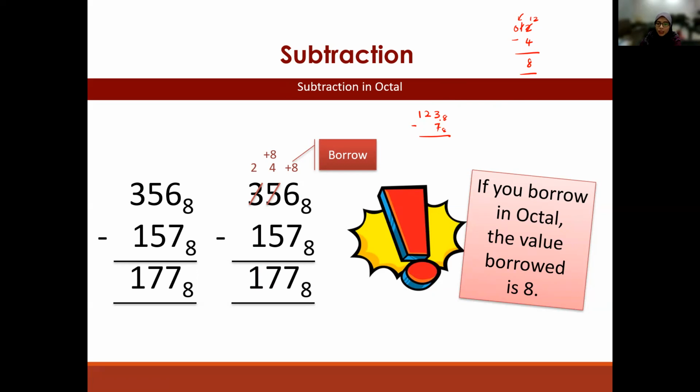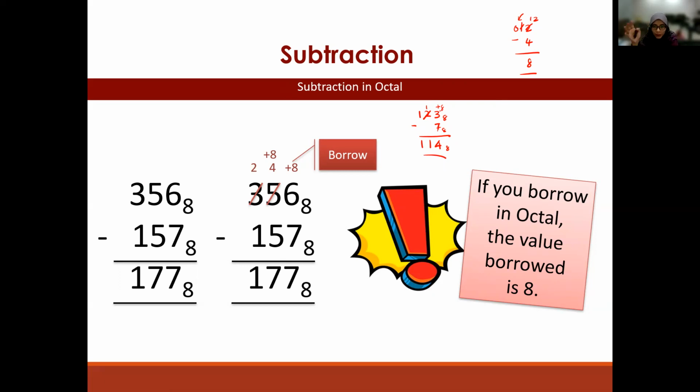So 3 minus 7, 3 is smaller than 7. So we need to borrow from 2. So 2 now have 1. Okay. 3, now you add 8 here. So 8 plus 3 is equal to 11. 11 minus 7, this is equal to 4. Okay. 1 minus nothing. So 1 here and 1 here also have. Okay. So the answer is 114 base 8.